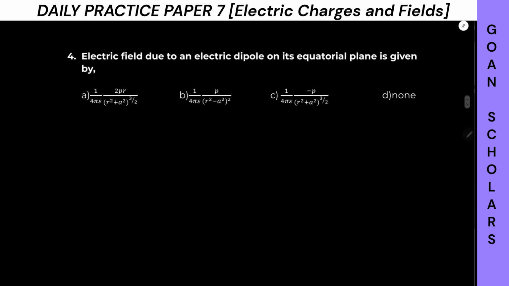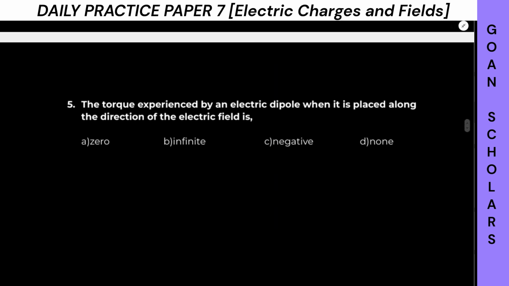Let's move to question number 4. Electric field on its equatorial plane. Now equatorial plane, be very careful. There is a negative sign in the dipole moment because the direction of dipole moment is opposite to the direction of electric field, net electric field. That's why we take a negative sign at the end. So minus P upon r square plus a square whole power 3 by 2. Great. They were direct questions.